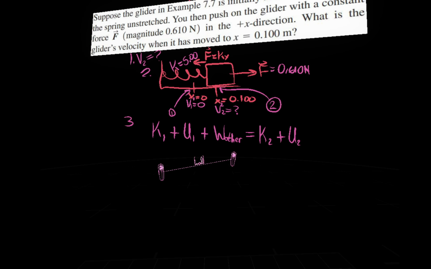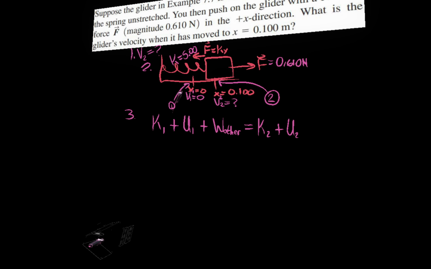Alright? So at point 1, x is equal to 0, and so if this is the elastic potential energy, right? That's the only thing present, there's no gravitational potential present, then that's going to be 0. Is there kinetic energy? No, because it starts at rest, so there's no kinetic energy either.